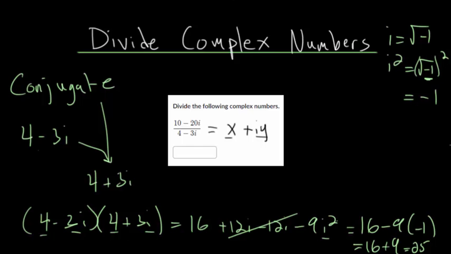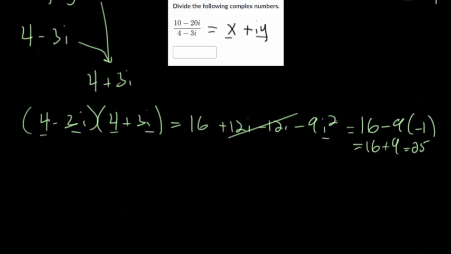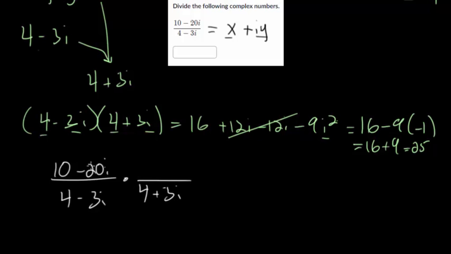So let's do that. Let's first rewrite it. You have 10 minus 20i, all divided by 4 minus 3i. And again, we're just multiplying by the conjugate. But you want to be careful, because we can't just multiply the bottom by something. We have to do the same thing to the top. That way, we're really just multiplying by 1. Something divided by itself is always 1, and when you multiply by 1, you don't actually change the value. We already figured out the bottom. We multiplied those together, and we got 25.